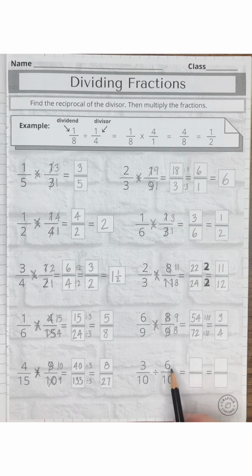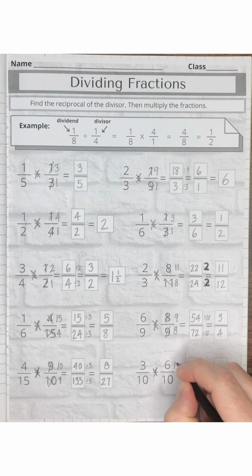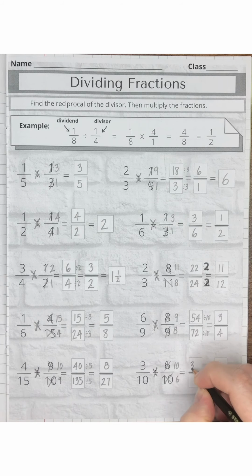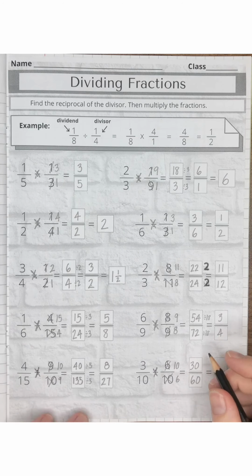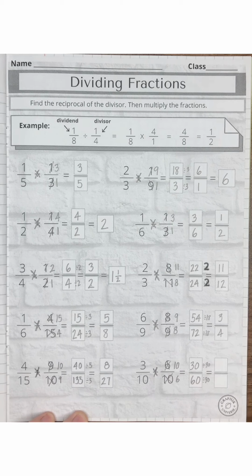3/10 divided by 6/10. We change the operation, find the inverse of the divisor, and multiply. 3 times 10 is 30. 10 times 6 is 60. When we find our greatest common factor, we can see it is 30, and we get 1/2.